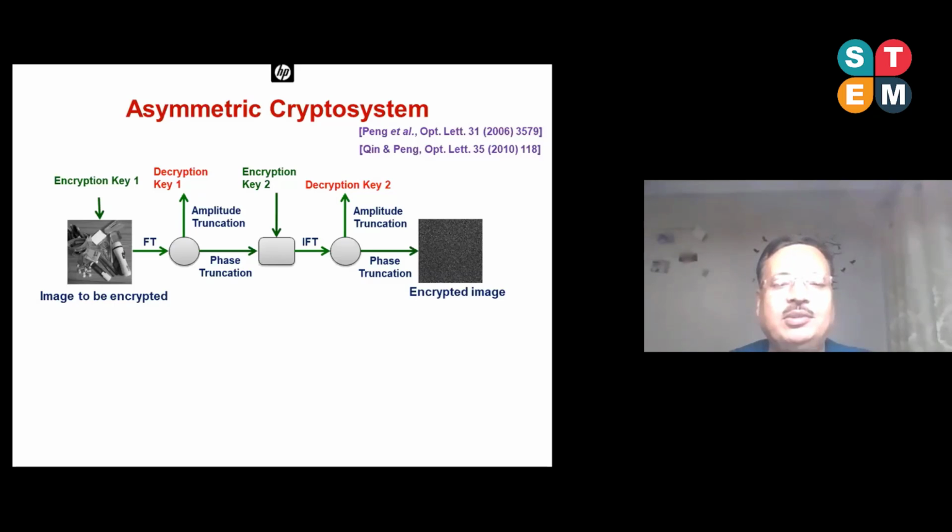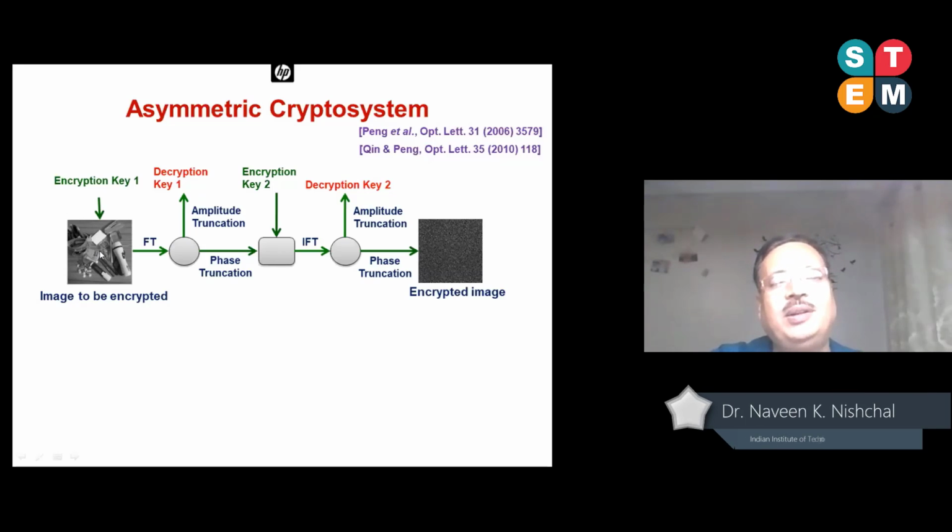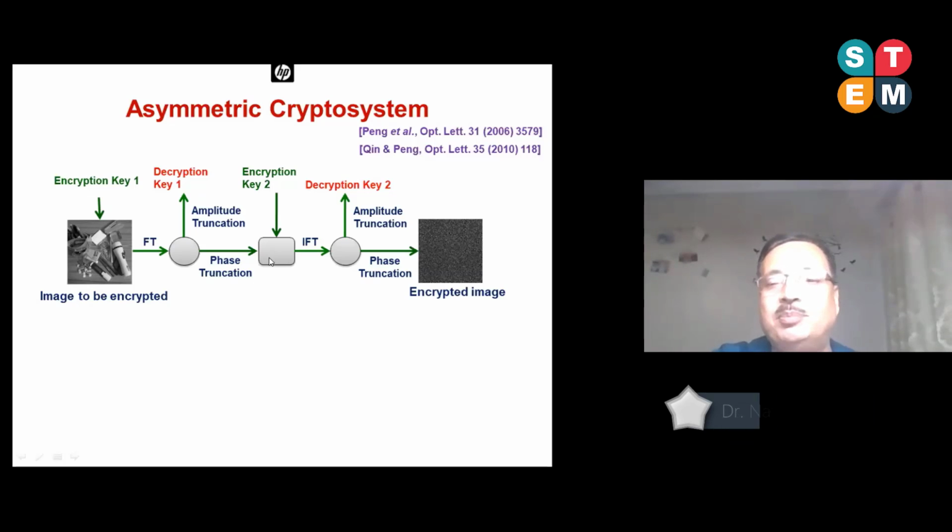So what we have stored during this process, the phase function, we are calling the decryption key. And with the leftover function, we again multiply with one more random phase mask, which we call the encryption key 2, and compute one more Fourier transform. It gives you this encrypted image. So what we have done, like the previous case, is use two random phase masks, one along with this input image, another in the Fourier plane.